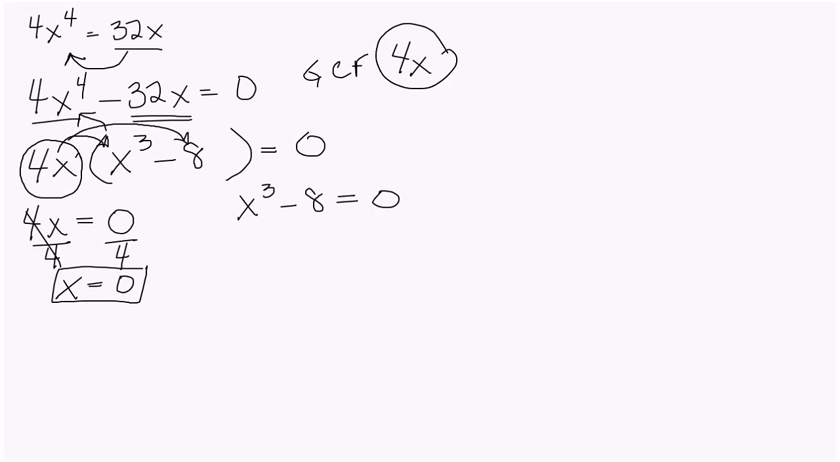So that's going to be one part of my solution: x is equal to 0. Now this is when I need to use the difference of cubes, because I need to factor x to the power of 3 minus 8. This is a difference of cubes because x to the power of 3 is a cube, but 8 is also a cube, because 8 is 2 to the power of 3. So this is a difference of cubes, x to the power of 3 and 2 to the power of 3.